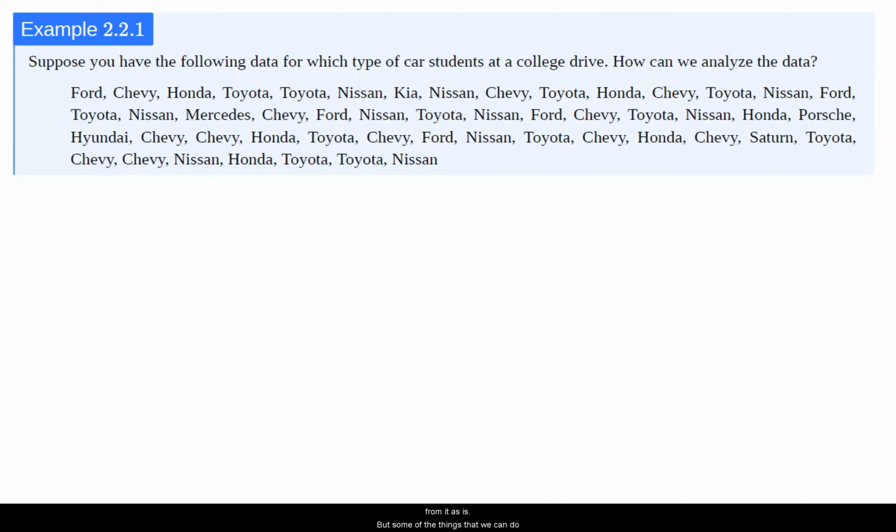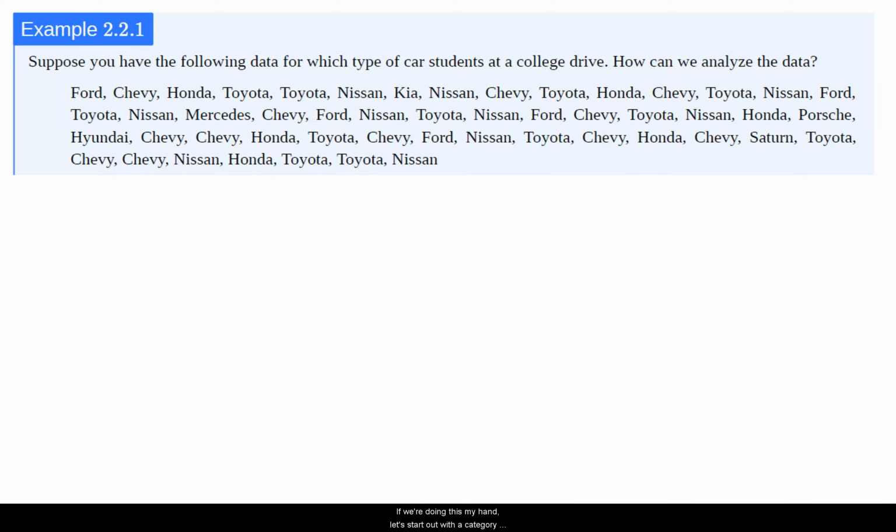But some of the things that we can do are organize the data so that we understand how many of each type there are. We could also draw some charts, and we'll do that in another lesson. Let's start out with sorting the data. So one easy way to analyze it, let's summarize it. I'm going to start out just by listing the different types of cars in a column and then tallying how many of each that we have.